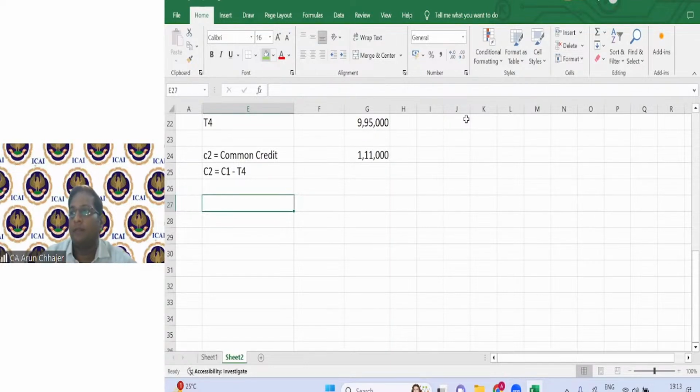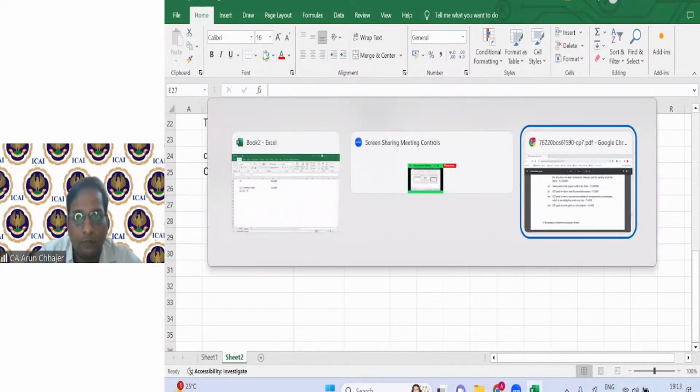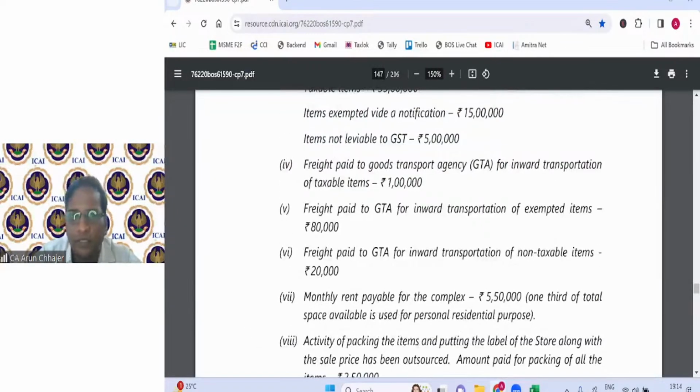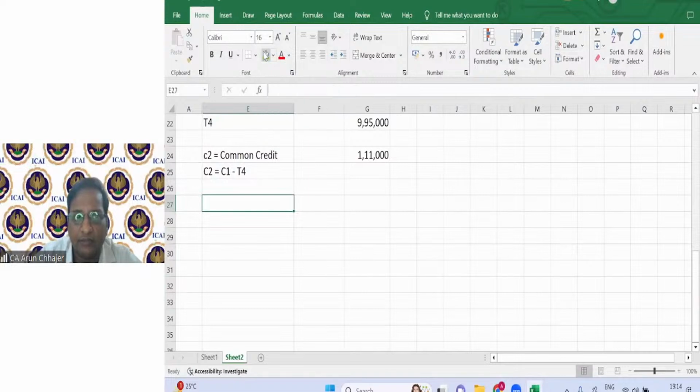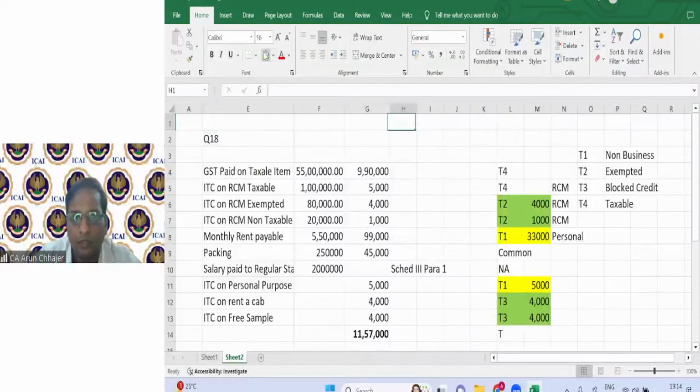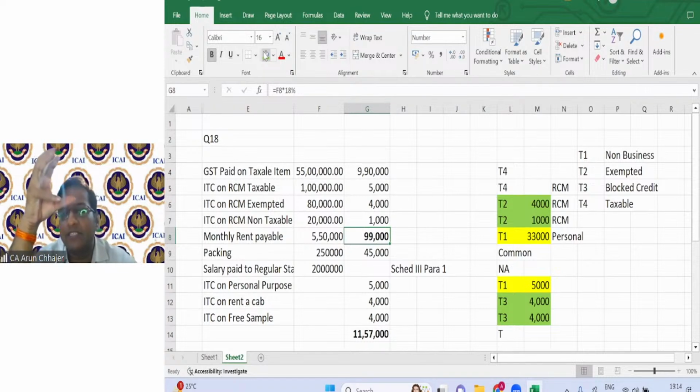So, if you are saying 66,000, something like that. Correct, this is monthly rent, which is a total of 99,000, out of which 1/3 is the personal item. 2/3 can be used for taxable and can be used for exempted, so it falls under exempt supply. Exempt and taxable will fall under common credit.